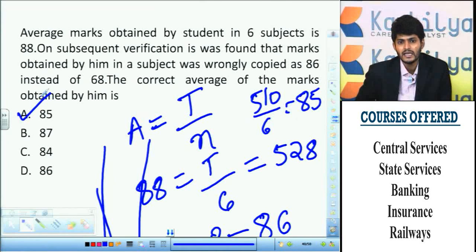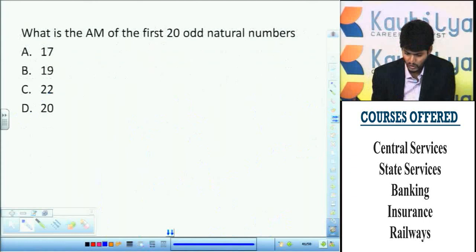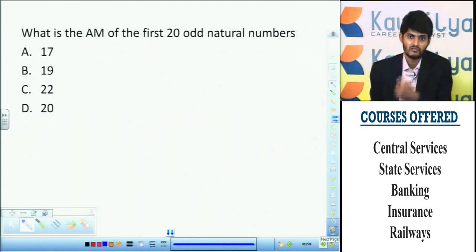So if he is adding 18 extra for 6 students, 18 for 6 students means 3 marks for 1 student. Since your average was 88, if you subtract 3 from the value, you will get the correct answer. If it was just opposite, you would add 3, but in the given case you subtract 3 and you will end up getting 85 as your answer. So that way, without calculation also, you will get the answer much faster.